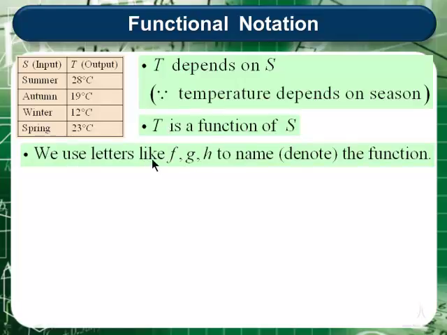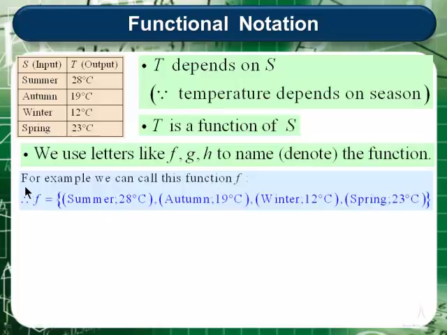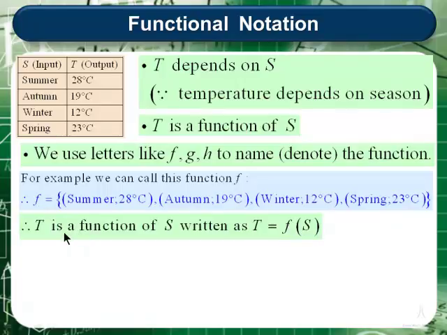Now we use letters like F, G and H and many more to name or to denote the function. So for example, we can call this particular function the function F, and therefore F is equal to the set of the 4 ordered pairs that we've mentioned before. We can say that T is a function of S, and we can write it like this, and this is the way that we read it. We say T is a function of S. So temperature depends on the season.